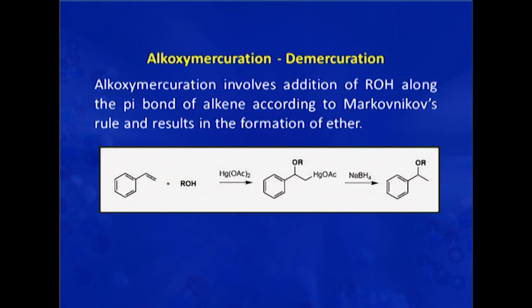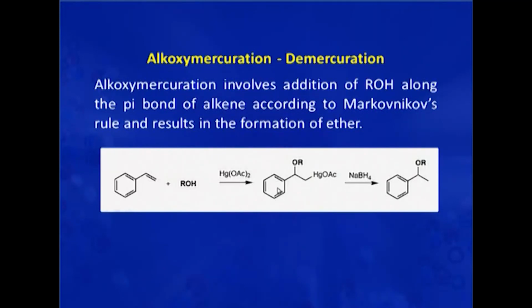Now, what is Markovnikov addition rule? I think you remember we discussed it when we discussed the addition of water or addition of hydrogen halide along the carbon-carbon double bond. According to this rule, the positive part of the addition product goes to the carbon atom having more number of hydrogens, and here H, that is why, goes to this terminal carbon, and the resulting product is an ether.